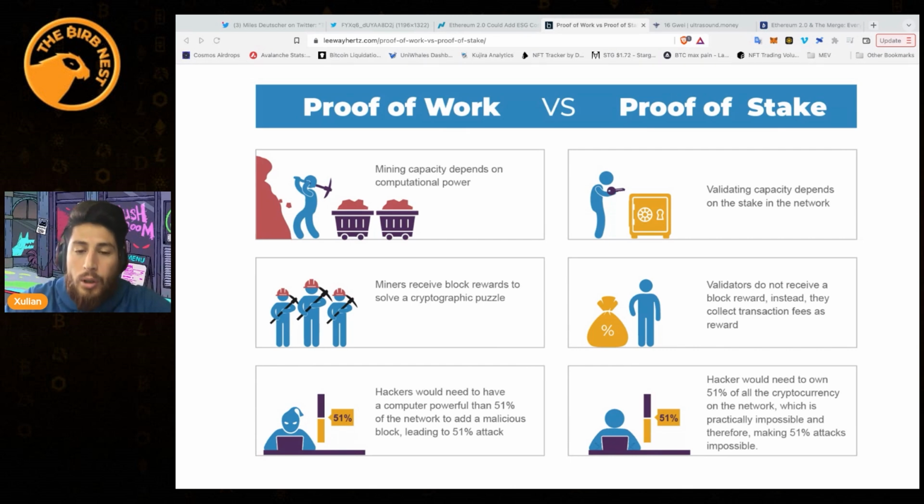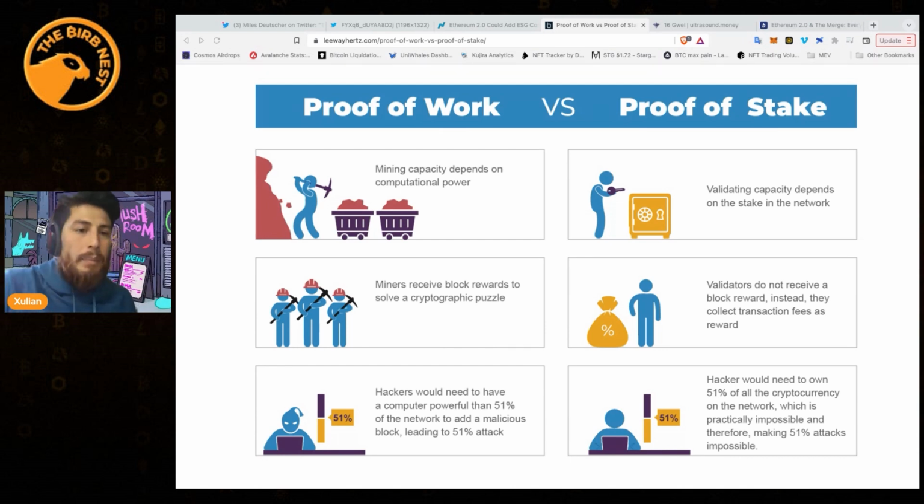safe. With proof of stake, validating capacity depends on the stake in the network. What is the stake in the network? Well, usually it's how many tokens of that network you lock up in order to secure the network. Validators do not receive a block reward. Instead, they collect transaction fees as a reward. This is very different to proof of work, because in proof of work, you can actually tip miners to get your transaction through earlier or faster. And similar to proof of work, a hacker would need to own 51% of all the cryptocurrency in the network, which is practically impossible, and therefore 51% attacks are impossible.